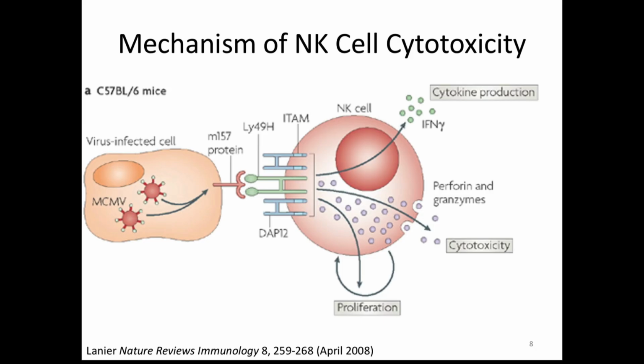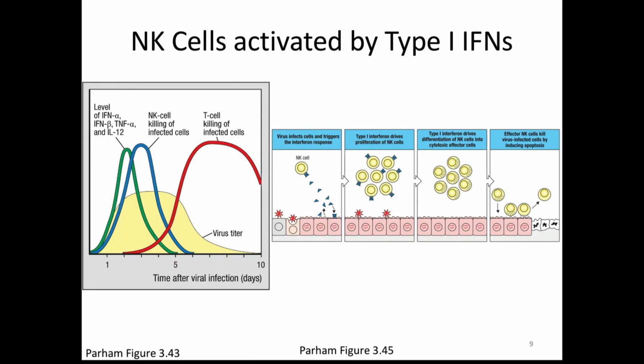The thing that we haven't really gotten to yet is what's going on with receptors and how you turn on an NK cell. That's where we're going to spend a bunch of time, looking at how we turn on NK cells and what kind of receptors they have. One thing I will say is that NK cells can be activated by type 1 interferon. Type 1 interferon is interferon alpha or beta.